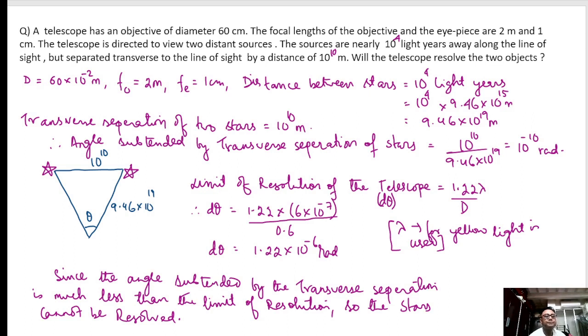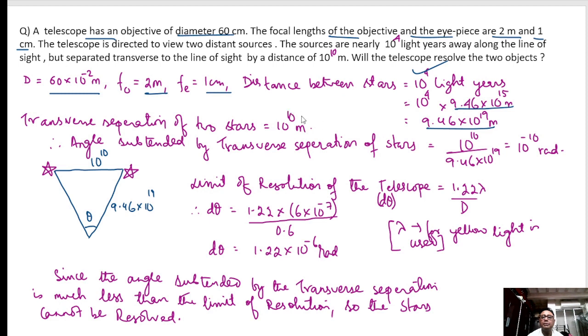Next question is, a telescope has an objective of diameter 60 centimeter. So this is with the resolving power. The focal lengths of the objective and the eyepiece are 2 meter and 1 centimeter. The diameter is 60 centimeter, and the focal lengths are given to us. The distance between the stars is 10 to the power 4 light years. 1 light year is 9.46 times 10 to the power 15 meter.